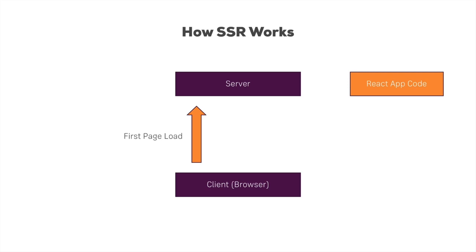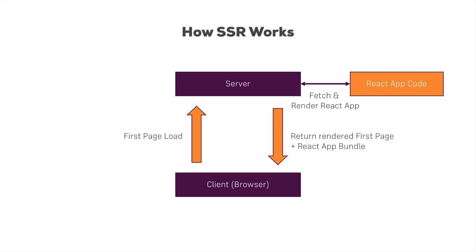Now with server-side rendering for the first page load, which is always what the crawler sees, the server will fetch and render the React app. So it won't just fetch and return it, it also renders it for that page you visited. And then it returns that pre-rendered page along with the React app bundle. So that from this point on, you still have a single page application. So you then still work as before. It's just about that initial page load essentially.